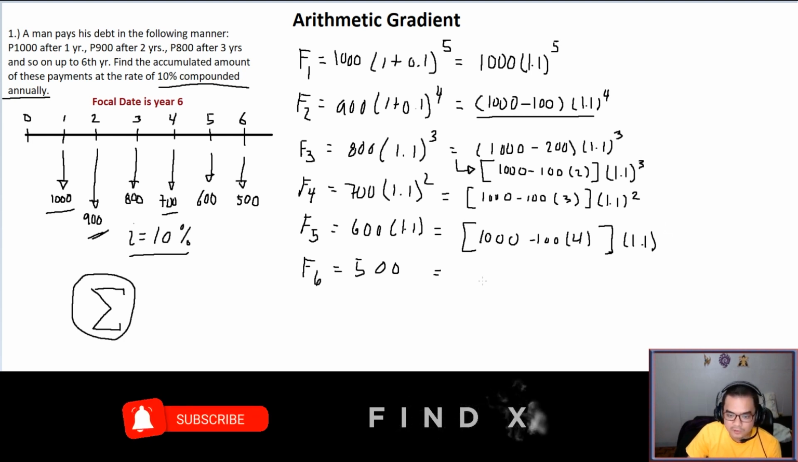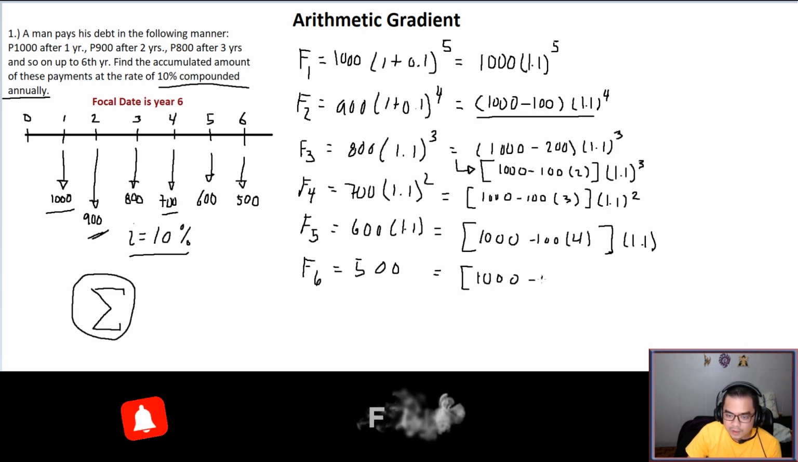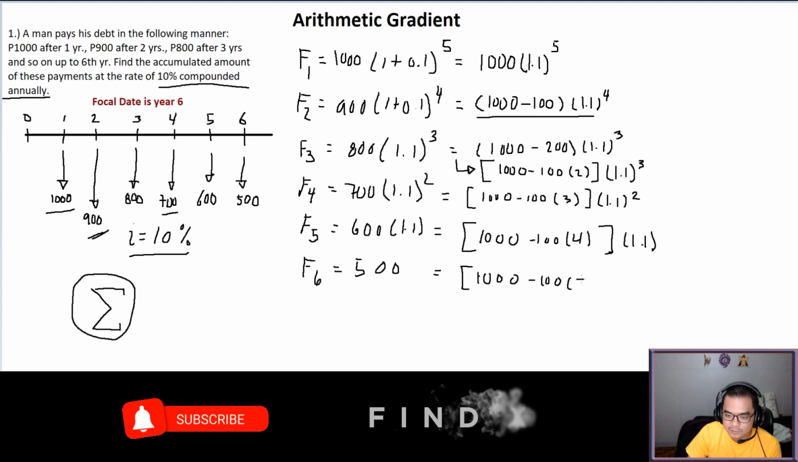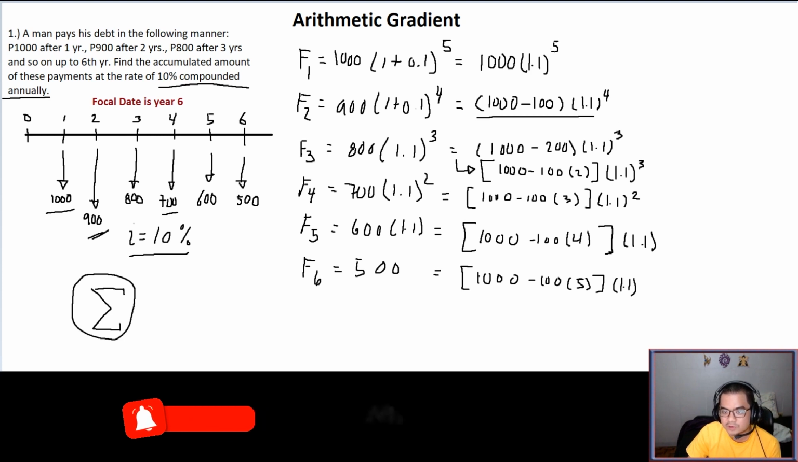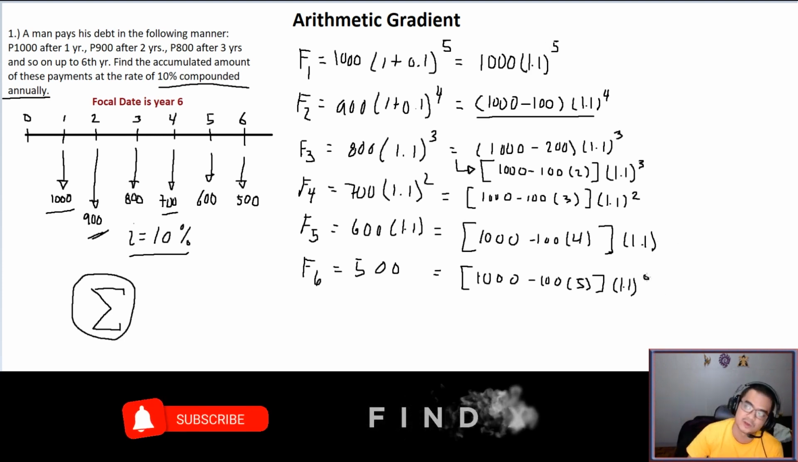Okay. For the last one, this will become 1000 minus 100 times 5, 1.1 raised to what? As you can see, the 5, 4, 3, 2, 1. So this must be raised to 0, which is just equal to 1. So that will become 500 also.